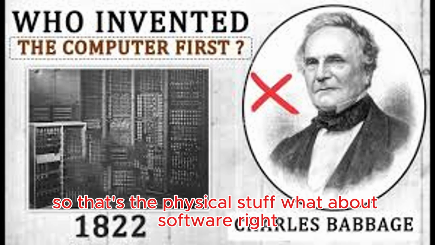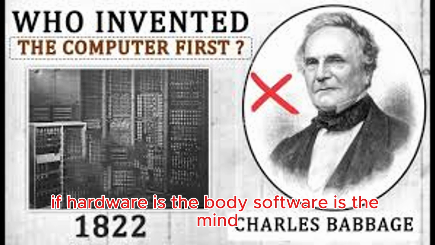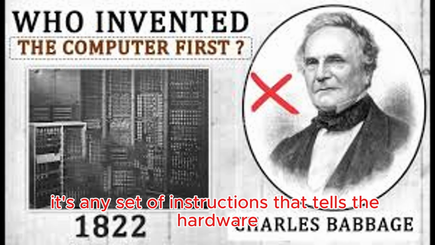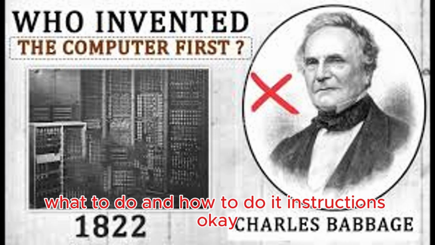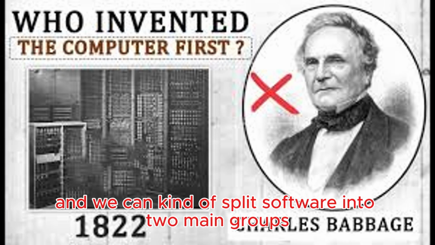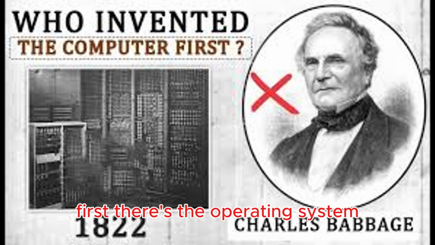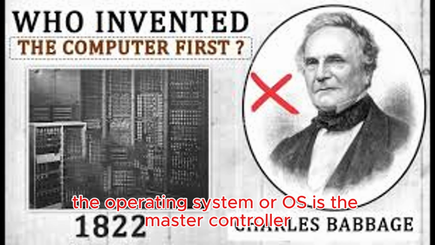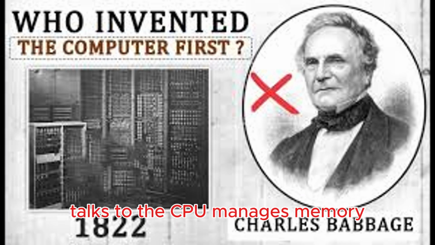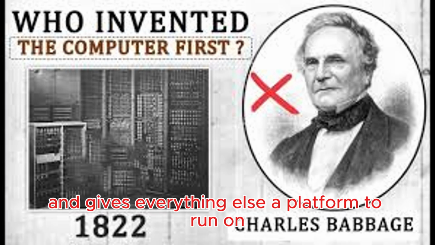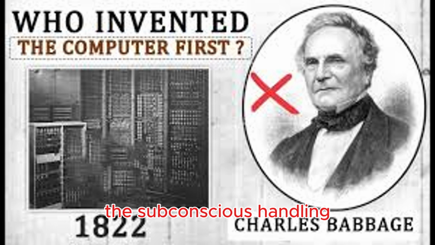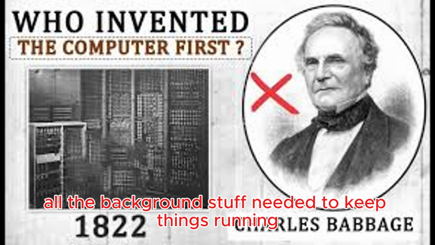Okay, so that's the physical stuff. What about software? If hardware is the body, software is the mind. It's any set of instructions that tells the hardware what to do and how to do it. Instructions. Okay. And we can split software into two main groups. First, there's the operating system, like Windows or macOS on Apple computers. Exactly. The operating system, or OS, is the master controller. It manages all the hardware, talks to the CPU, manages memory, and gives everything else a platform to run on. So it's like the foundational software. You could say that, maybe like the subconscious, handling all the background stuff needed to keep things running.